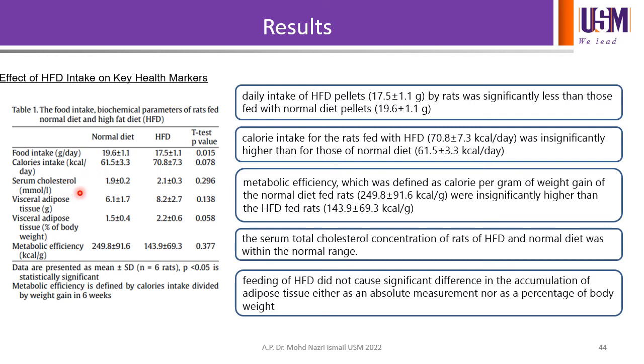And then the serum cholesterol is almost similar for both. For the adipose tissue, the percentage of adipose tissue for body weight is also higher in the HFD compared to the normal. And then the metabolic efficiency: the normal rats have higher metabolic efficiency compared to the HFD.